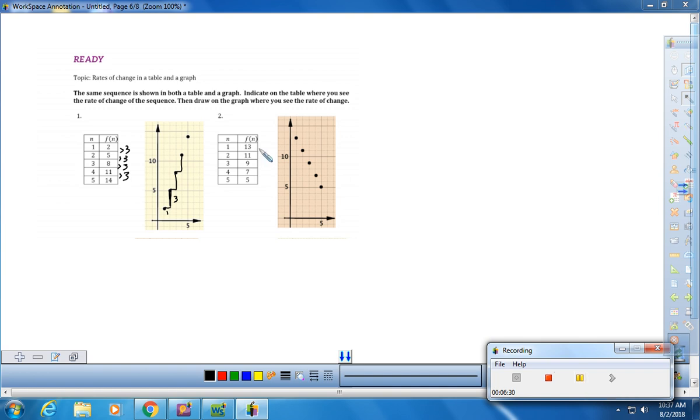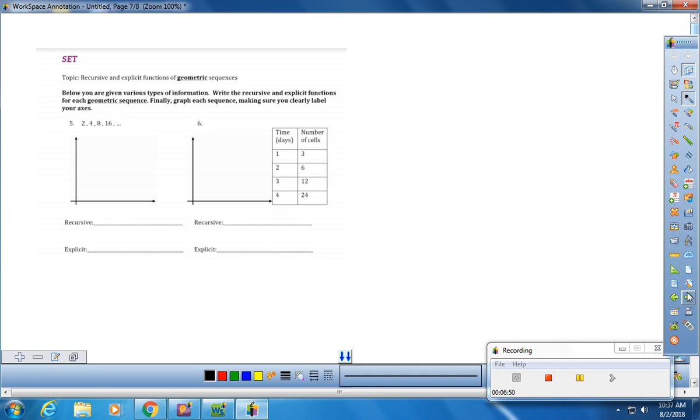So here, look, it's going down 2 every time. Down 2, down 2, down 2. Every time I go over 1 on this graph to get back to the dot, I go down 2. Over 1, down 2. So hopefully you're seeing that connection between the graphical and the tabular or the table representation. Okay? You'll go back in and fill in the ones.